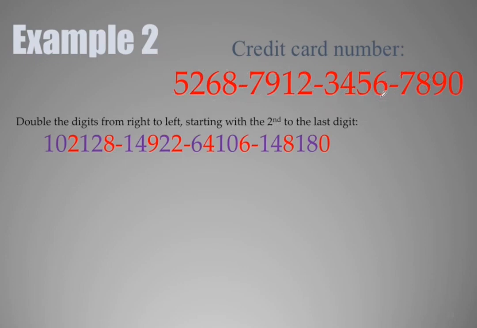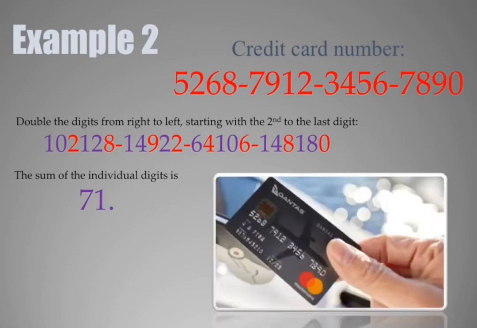So after this, we come up with 71, which is the sum of the individual digits. Since 71 modulo 10, or 71 divided by 10, has a remainder of 1, and a valid credit card number must be 0 modulo 10, then this credit card number is invalid.